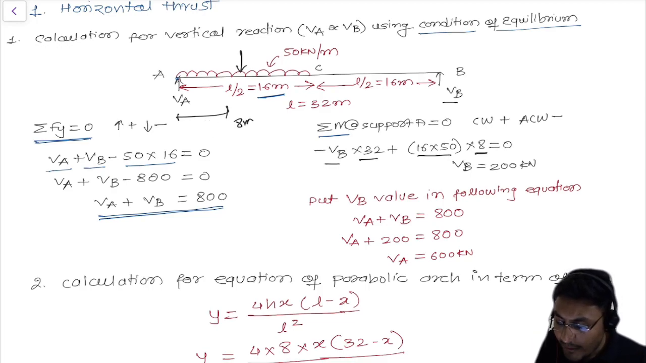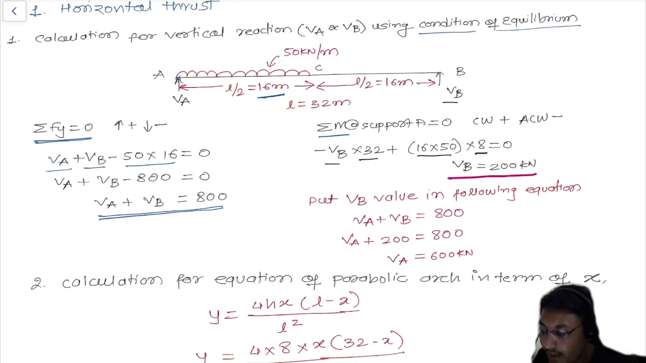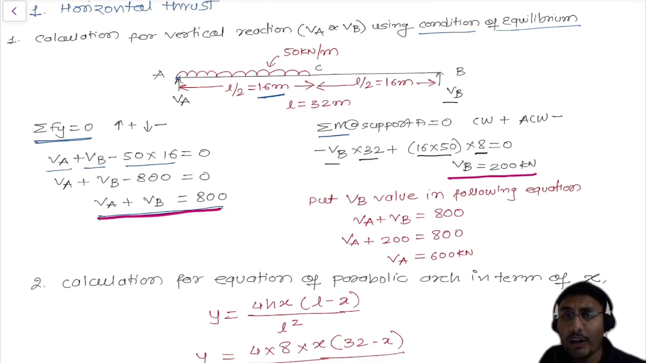Correct? So now we are calculating the value of VB. Minus VB into 32 plus 16 into 50 multiplied by 8. So we now get the value of VB as 200 kilonewton. Understood? Now we need to put the value of VB in the following equation. VA plus VB equals 800. VB's value is 200. So VA plus 200 equals 800. So VA equals 600.